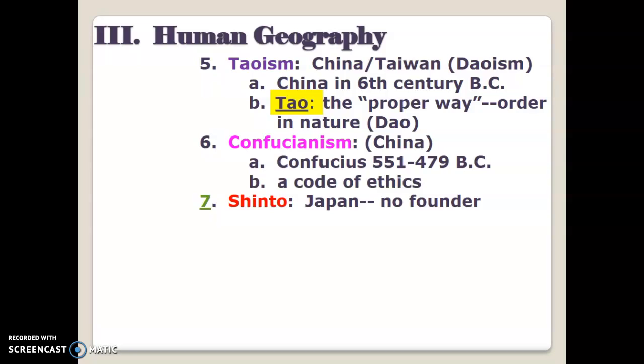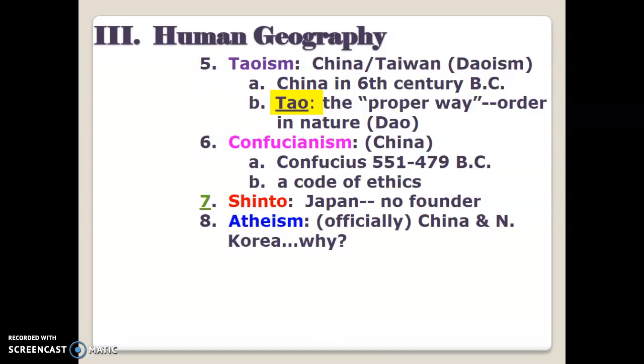Shinto is a religion that's only practiced in Japan. It has no founder. They don't really have gods, but they have spirits known as kamis, and these kamis are found in all things in nature. So very similar to Greek mythology, where you had an ocean god, a harvest god, that sort of thing.